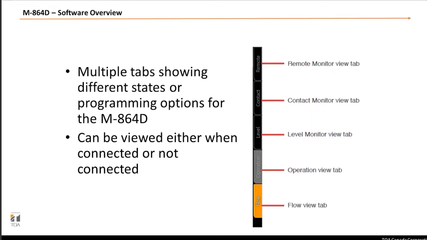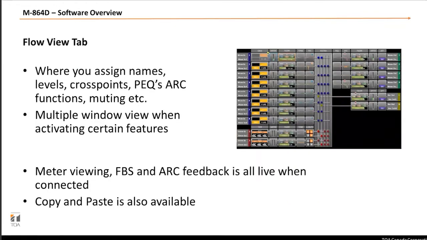Like I was saying, there are different tabs for different types of application of the software: the flow view tab, the operation, the level monitor view tab, contact monitor, and remote monitor view tab, and we'll be going through them. So here we have the flow view tab. That's basically where you're going to assign the names of your inputs and outputs, if you want to tag them differently.